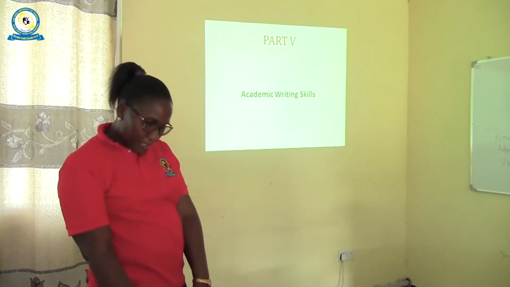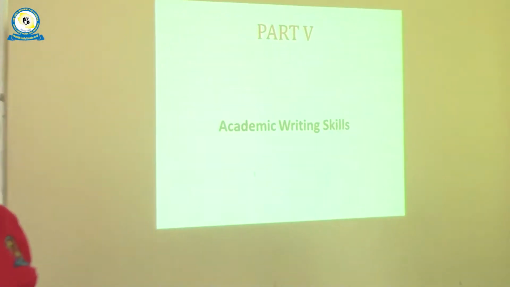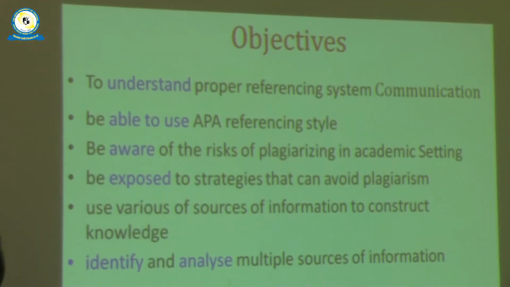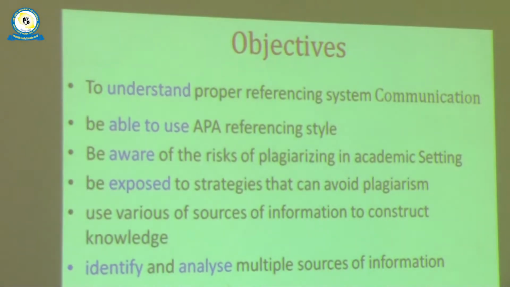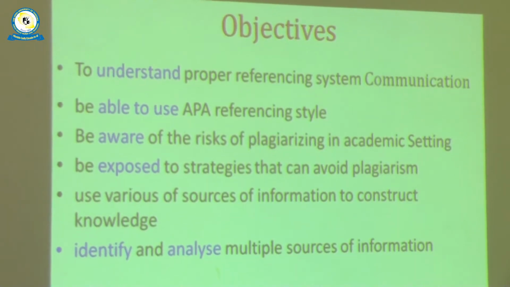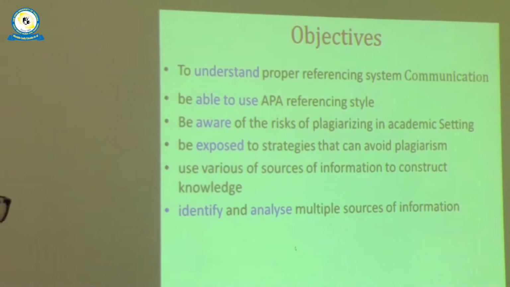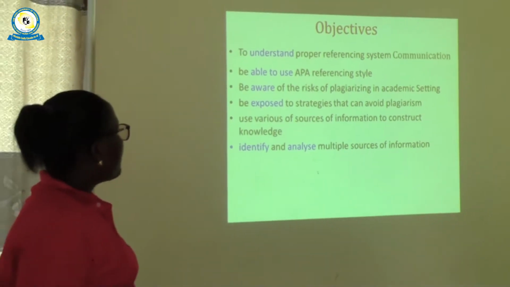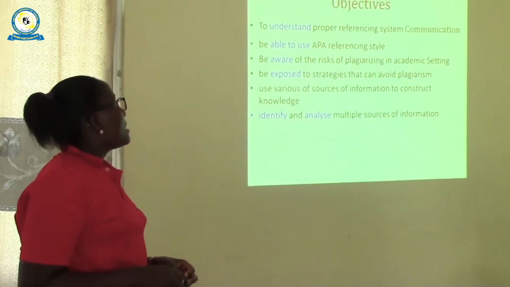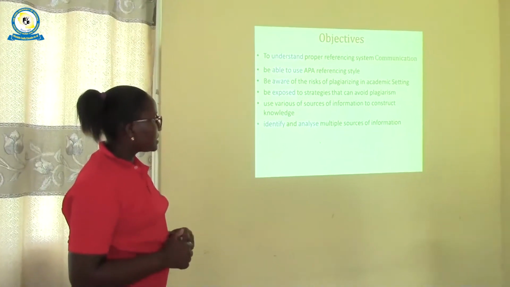The fifth part of the course, and now we're focusing on academic writing skills. As a university student, you will be required to be able to use APA referencing style, but also you should be able to understand the proper referencing system and be exposed to strategies that can avoid plagiarism and be aware of the risk of plagiarizing in academic setting.